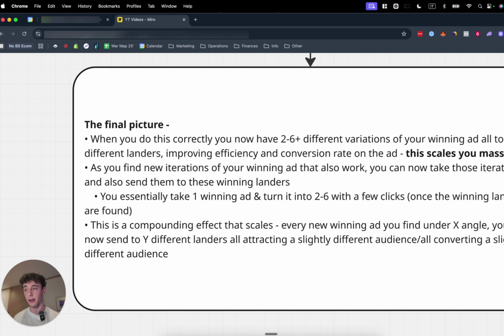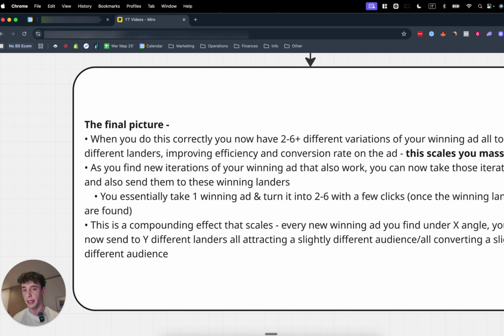Because if you have 3 winning angles, every new winning ad you find, you create or update this new lander, you turn that to 2 to 4 new landers, and now every single winning ad you have coming into your ad account, you turn to 4 to 6, right? Across every angle, across every winning ad in your ad account. And that's going to scale you massively, okay? Now, once again, as I've kind of just explained, this is a compounding effect that scales. Every new winning ad you find under X angle, you can now send to Y different landers, all attracting a slightly different audience, all converting a slightly different audience, okay? That's the magic of this.